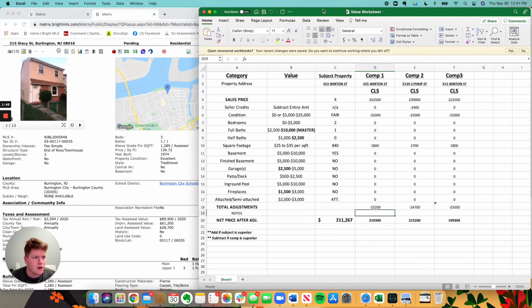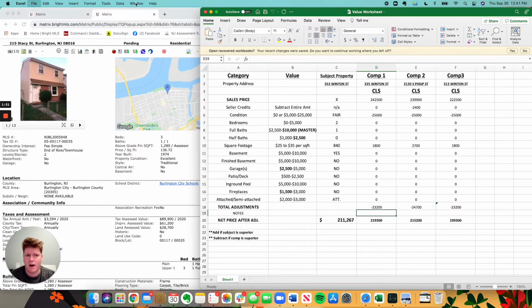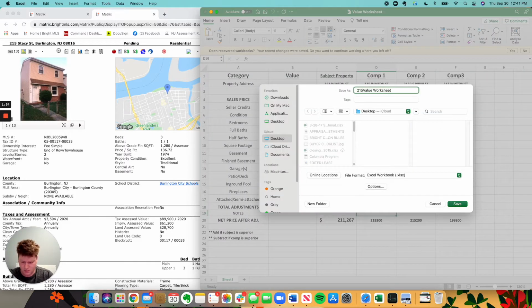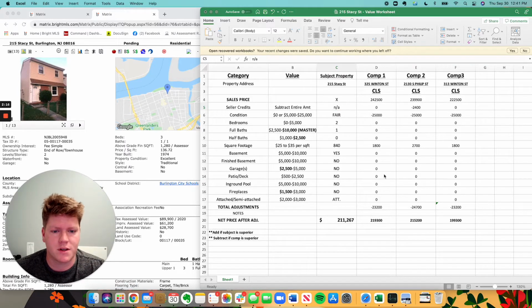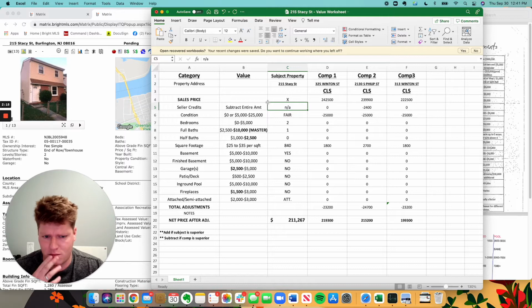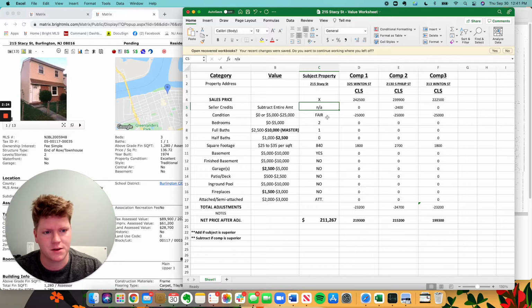So start by renaming this. Save as 215 Stacy Street value worksheet. Save it. And we're going to enter our subject property. Subject property is always the property that you are comparing to. It's 215 Stacy Street. For this column here, I'll make this bigger in case this helps. You're just going through the motions here, filling out what your property is so you can reference it for the comparable sales. You'll hopefully see how that works when we get through here.